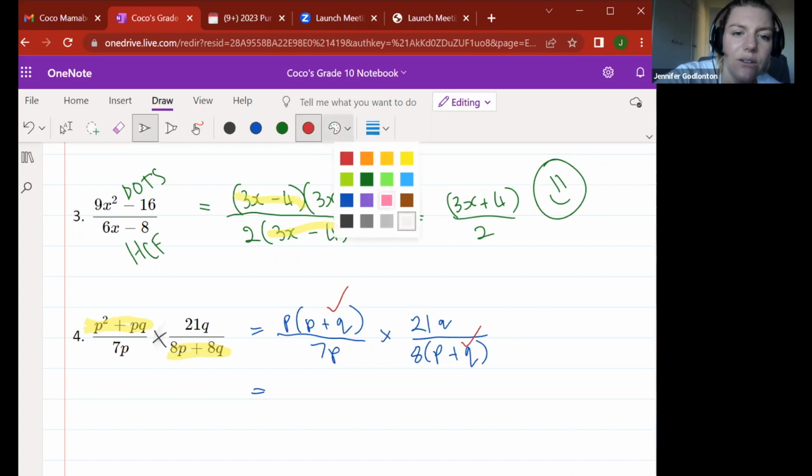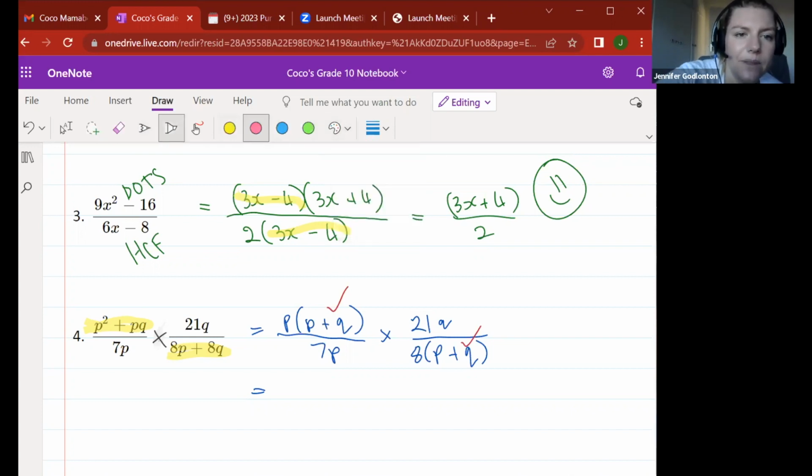If you struggle to see, generally work with things that make the most sense. So over here, for example, this P, you can see that that can cancel with that P because it's a top and a bottom, right? So you can get rid of it. And then here, you've got this P plus Q, one top and one bottom. So those can cancel, okay?